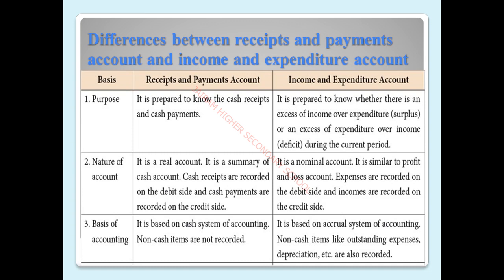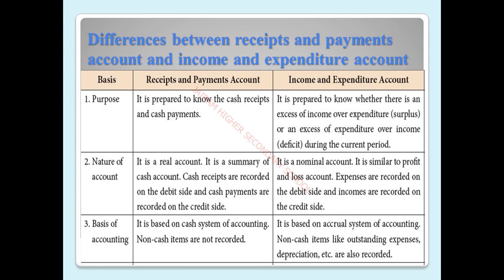So the next thing is nature of account. நம்ம படிக்கும் போதே பார்த்தோம், receipts and payments real account, income and expenditure account வந்து nominal account அப்படின்னு சொல்லிட்டோம். So it is a real account, it is a summary of cash account. Cash receipts are recorded on the debit side and cash payments are recorded on the credit side.